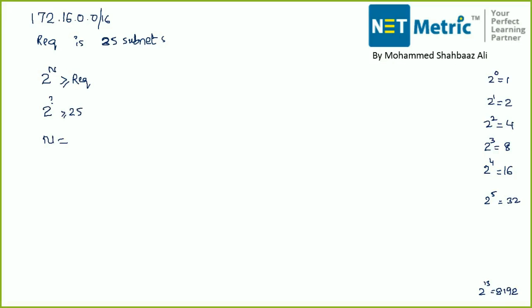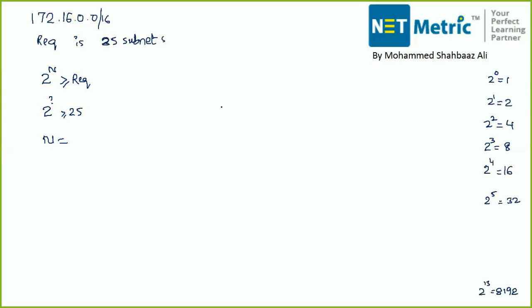So n value will be how much now? Can you take 2 power 4? It will be only 16. The formula is 2 to the power of n should be greater than or equal. So it can be more than 25 or it can be 25. And 2 power 5 is 32.